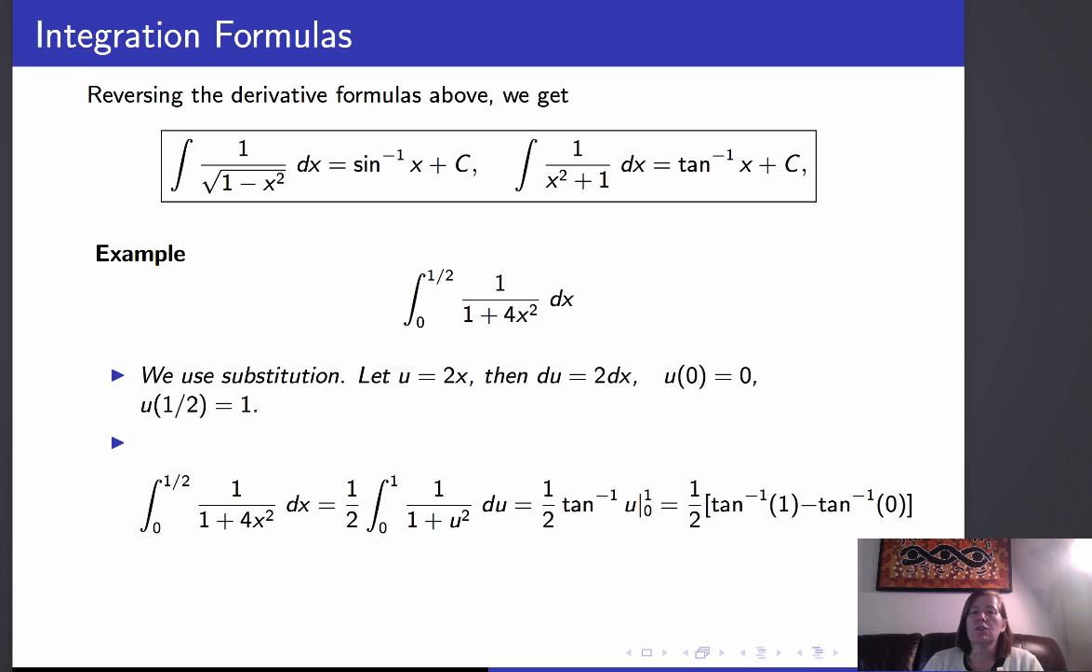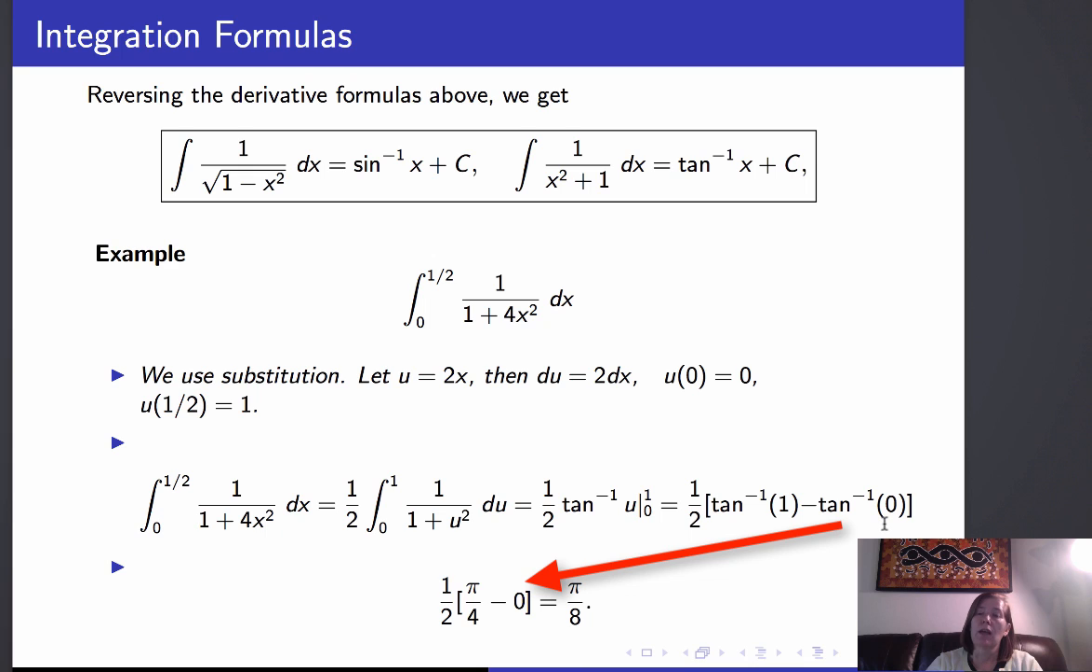So now, of course, the integral of 1 over 1 plus u squared du, according to our formula, where we've just changed the x's to u's, is tan inverse of u. And our integral is 1/2 tan inverse of u evaluated between 0 and 1. So it's 1/2 times tan inverse of 1 minus tan inverse of 0. And of course I have to find the unique angle between minus pi over 2 and pi over 2 where the tangent of that angle is 1 to evaluate tan inverse of 1, and that should be pi over 4.